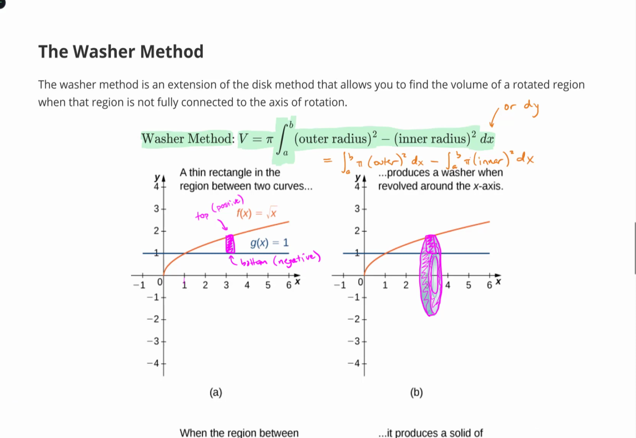But there's a hole in this region because you have the outer radius minus the inner radius. It leaves a sort of a disk, but a disk with a hole in it, which is called a washer.